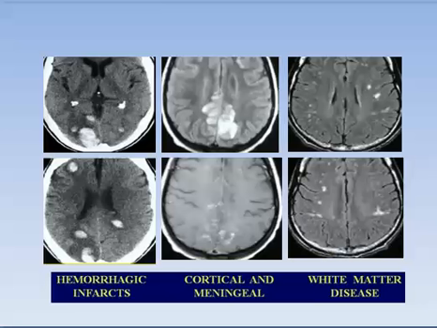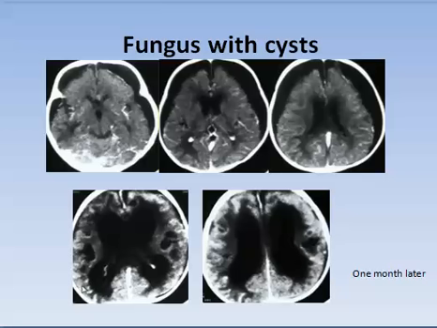On the left, these are hemorrhagic infarcts. In the middle, these are cortical and meningeal enhancement. On the right are multiple white matter nodules, like miliary shadowing. So these are different appearances of fungal infection: hemorrhagic infarcts, meningeal enhancement or pachymeningitis, and miliary shadowing scattered within the parenchyma. Fungus may show cyst formation.